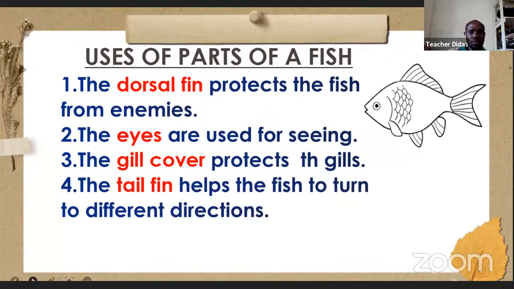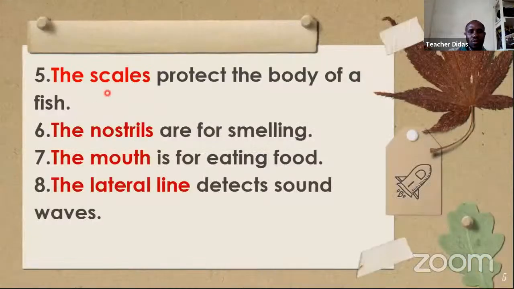Okay, so let's go next. The scales. We say the scales are used to protect the what? The scales are used for protection. If it's moving in water, it will find a lot of things. The trees are there, the stones are there, so it protects itself using the scales. The nostrils. I said the small nostrils are for smelling food. Then we have the mouth.